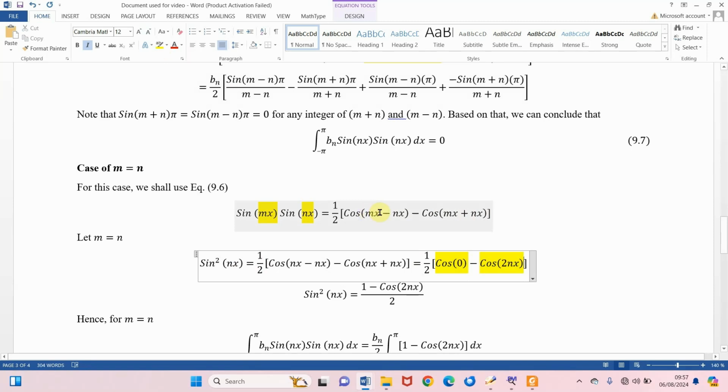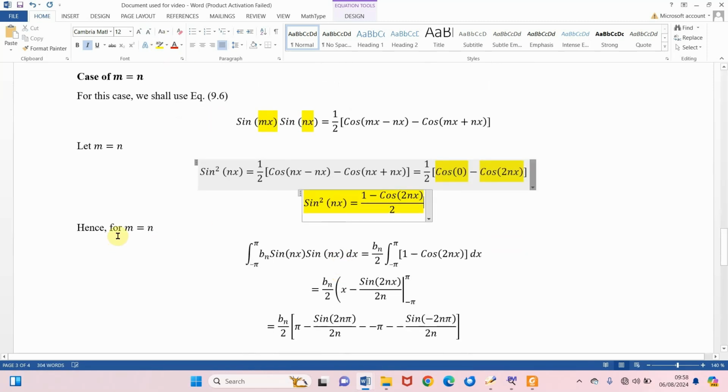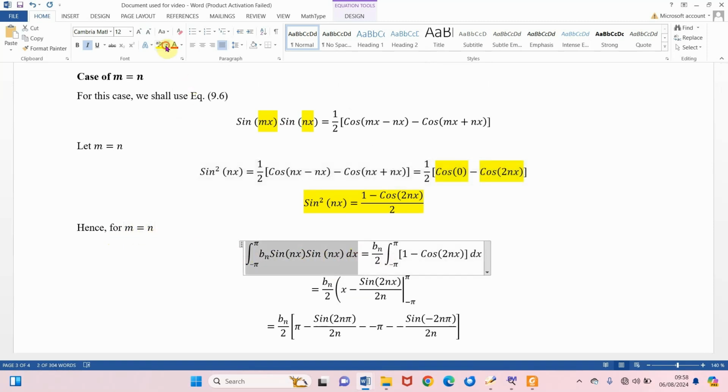Because if m and n are the same thing, if you subtract the same thing from the same thing, you get 0. So you have this. From here, we can see that cos 0 is 1. Then we have minus cos 2nx. This one here, you divide it by 2, then you have this expression. So for this case, when m is equal to n, this is the expression we are going to use. So for m equal to n, we can now evaluate this integral to give us bn/2 integral from minus pi to pi of 1 minus cos 2nx dx.